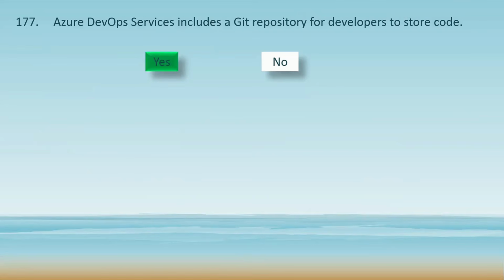Yes, that's correct. The Azure DevOps service includes a Git repository where developers can store and manage their code. Azure DevOps services provides version control and source code management capabilities through Git, allowing teams to collaborate on code development and track changes effectively. Let's look at next statement.